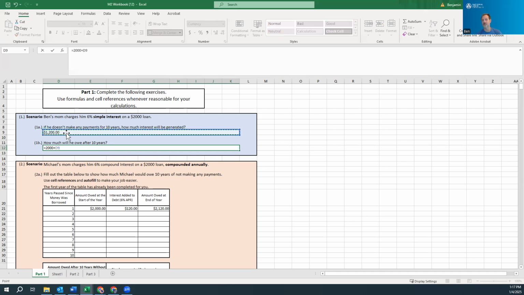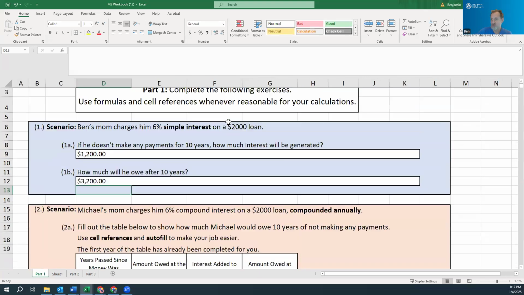We didn't talk much about cell references in week 1, but it's a really important concept that we're going to use in this table coming up here. So let's brush up on this concept. The 2,000 plus D9 is really 2,000 plus 1,200. You can see from the answer, 3,200. I'm going to zoom in here. That 2,000 plus 1,200 is 3,200.